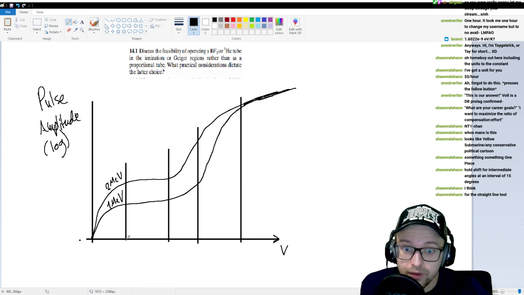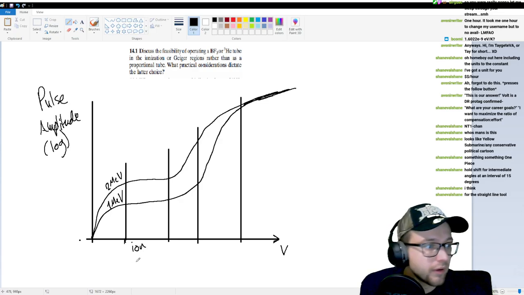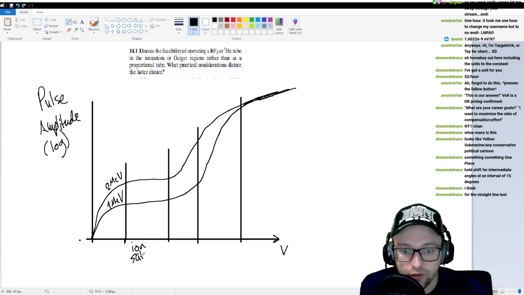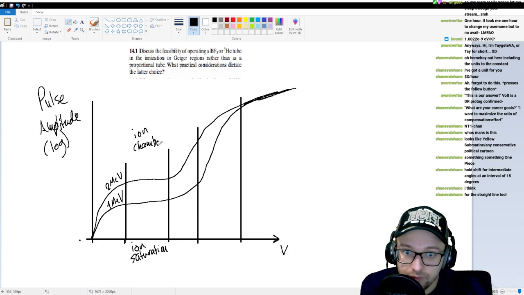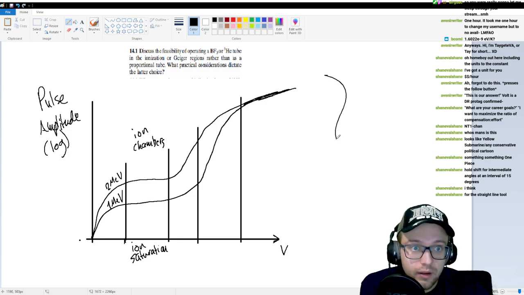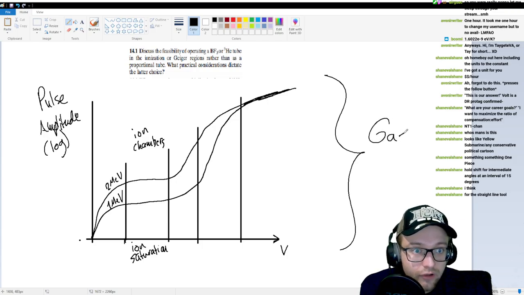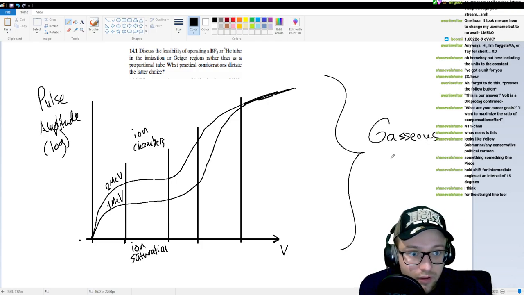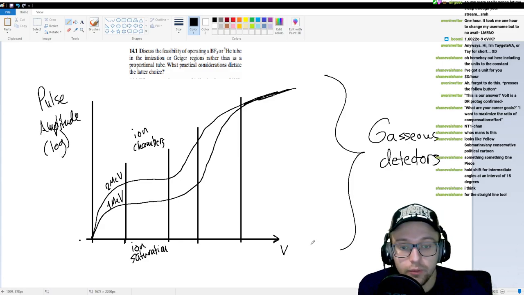So we have these different regions. First here is the ion saturation. And here, that's where it's very flat, and this is where ion chambers are used for gaseous detectors. So we have the ion saturation where these are flat.